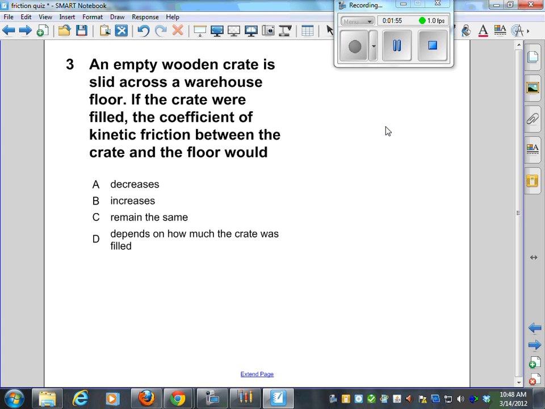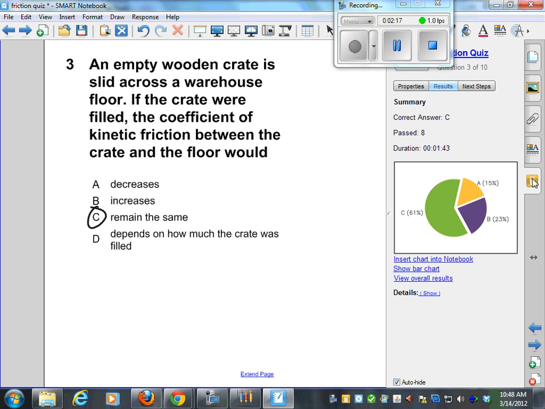An empty wooden crate is slid across a warehouse floor. If the crate were filled, the coefficient of kinetic friction between the crate and floor would, if you put more stuff in the crate, what happens to the coefficient of kinetic friction? Nothing. It stays the same, right? Because the coefficient of friction is only dependent upon the surfaces. So it stays the same.